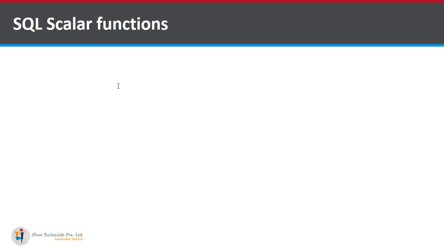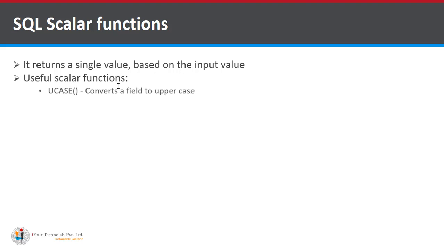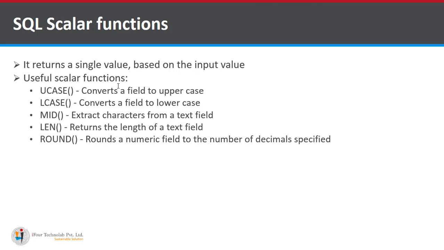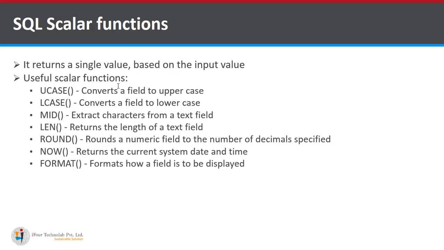Now SQL Scalar Functions. They return a single value based on the input value. Useful scalar functions are: UCase converts a field to uppercase, LCase converts a field to lowercase, mid extracts characters from a text field, len returns the length of a text field, round rounds a numeric field to the number of decimals specified, now returns the current system date and time, format formats how a field is to be displayed.